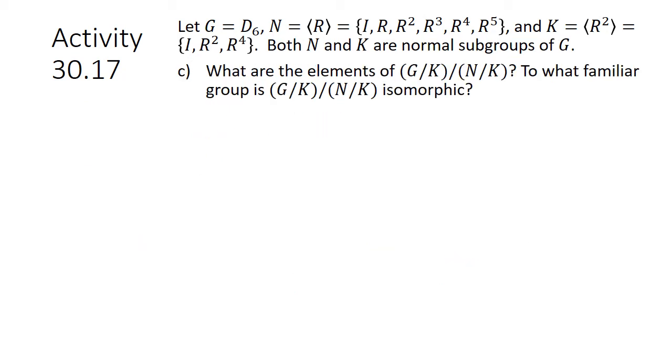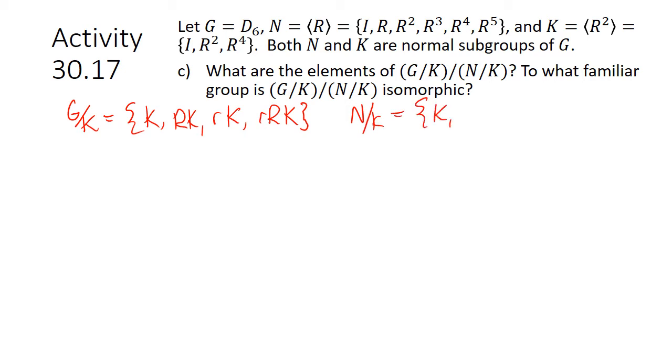All right, so let's look at part C. What are the elements of G mod K mod N mod K? And what familiar group is that isomorphic to? Just to remind you, G mod K was K, and then big R K, and then little r K, and then little r big R K, and N mod K was K, and then big R K.